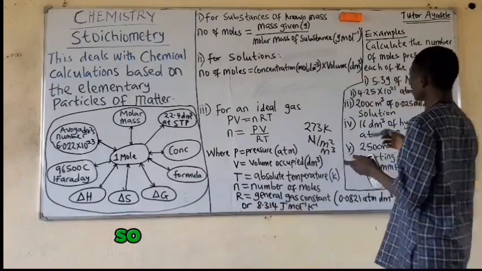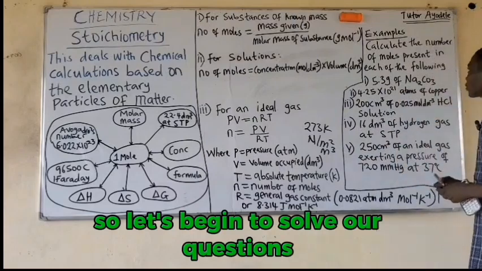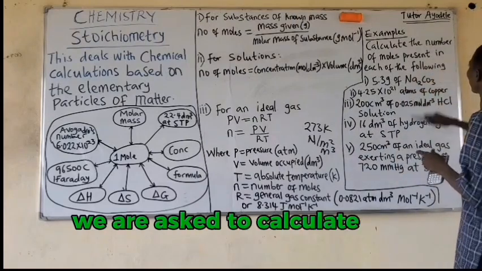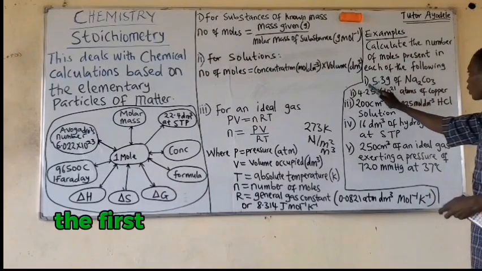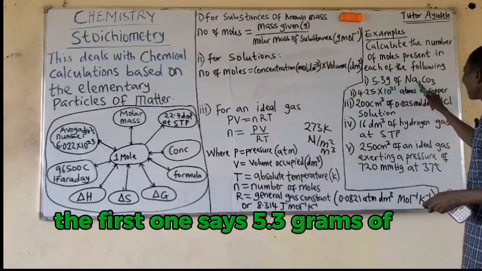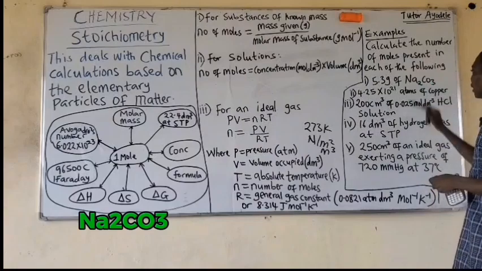So that's for that aspect. So let's begin to solve our questions. We are asked to calculate the numbers of moles present in each of the following. The first one says 5.3 grams of Na2CO3.